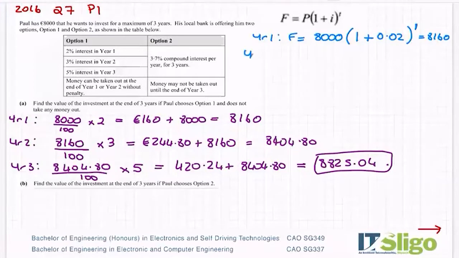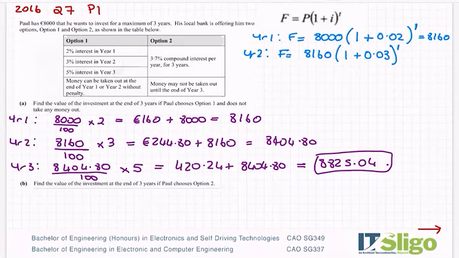Okay, year 2, how much is my final amount? Well, my principal, or what I'm starting the year with this time, is 8160. I have an interest rate of 3% this time. Now this is where it's easy to make a mistake. You don't put 2 here because it's year 2. You still put 1 there because you're only gathering interest on it for 1 year.